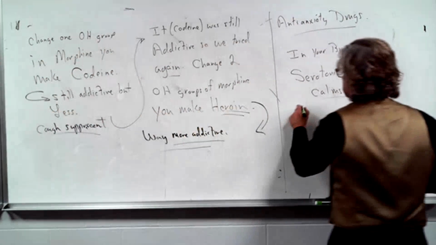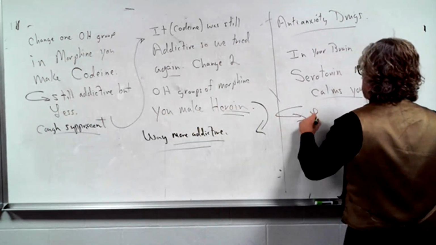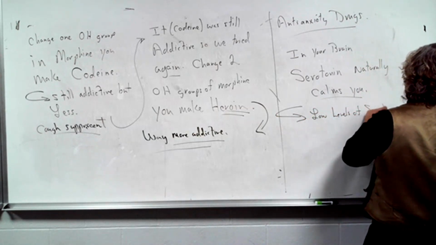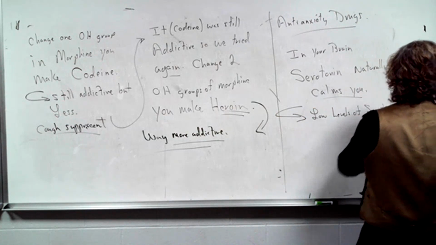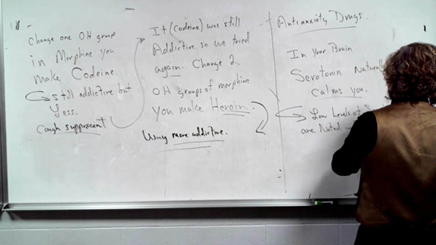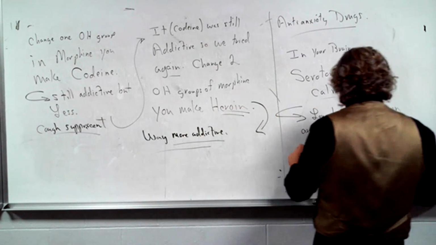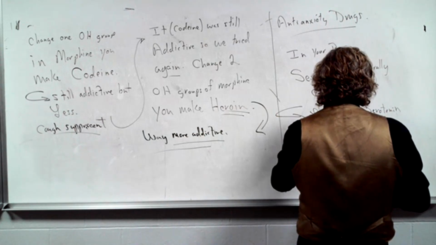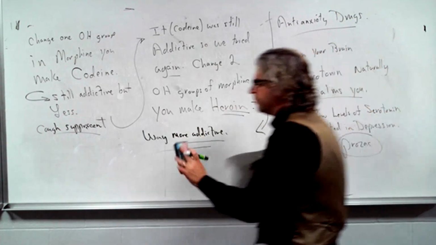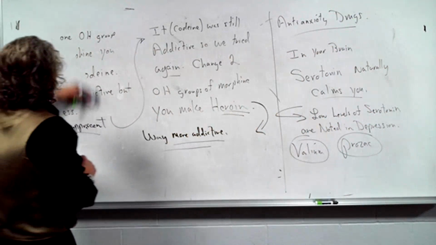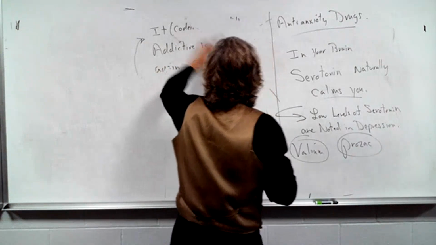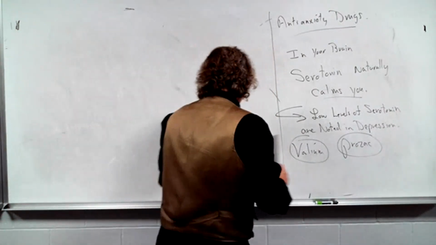So, low levels of serotonin are noted in depression. There are a whole pile of drugs. Valium, addictive drugs, Prozac. There's so many that you can take. Let's talk about Prozac. That was a big one at first.